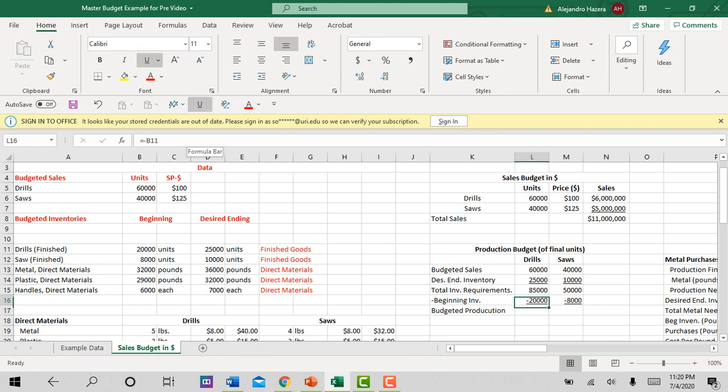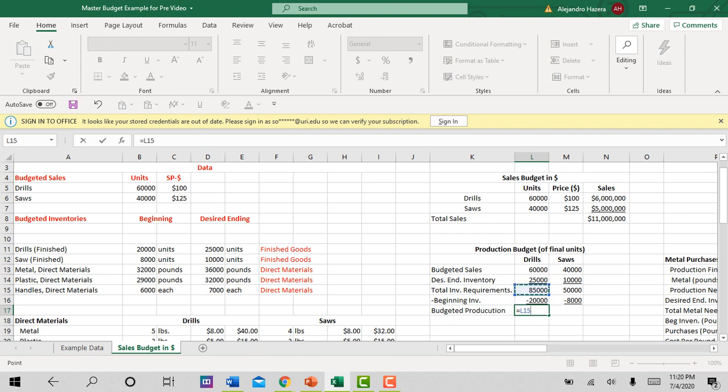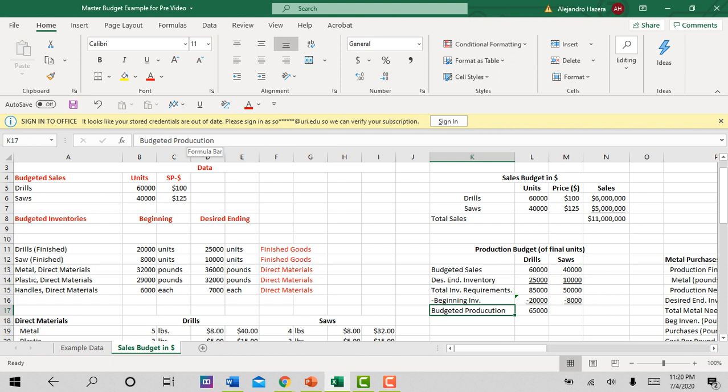Okay, so your total requirements are 85,000. You already have on hand 20,000. So your total units needed to be produced. I've seen books that call this needed to be produced, which is a better way to put it. I'm just using this book's language. But the total units needed to be produced are 65,000 drills in this case, and the total saws that you need to produce are 42,000 saws.